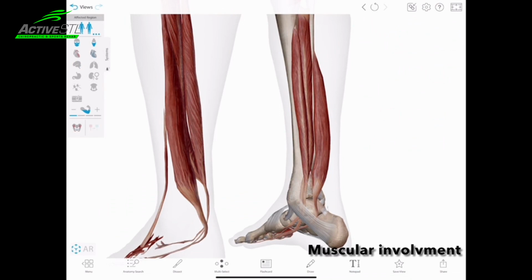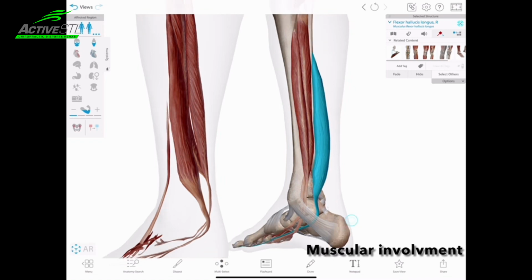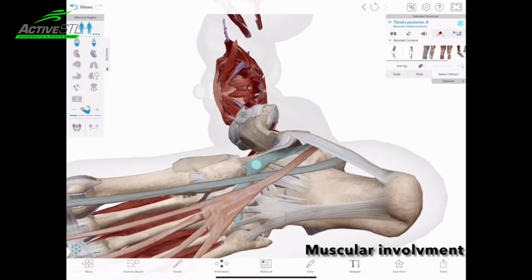We may also have muscular involvements. This is going to be the tibialis posterior, flexor digitorum longus, and flexor hallucis longus, as all of these tendons pass around the medial malleolus, and they essentially attach all throughout the bottom of the foot, pretty much every bone in the bottom of the foot.